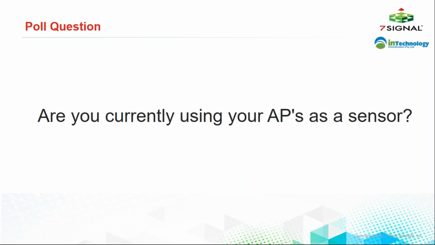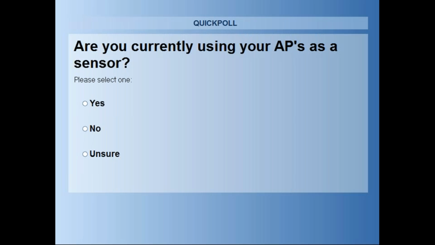All right, I think it's time for our next poll, Mark. So we're now going to dive into an area of the presentation where we talk about using access points as a sensor. For instance, Cisco is touting that their 3800 access point can be used as a sensor if you so choose, and we've done a lot of research on this, and we're going to share some of that research with you right now. So Mark, what do you got for us here?